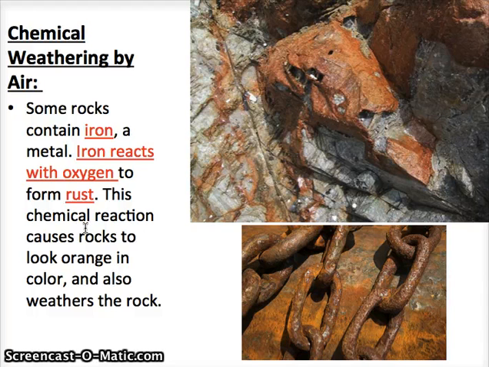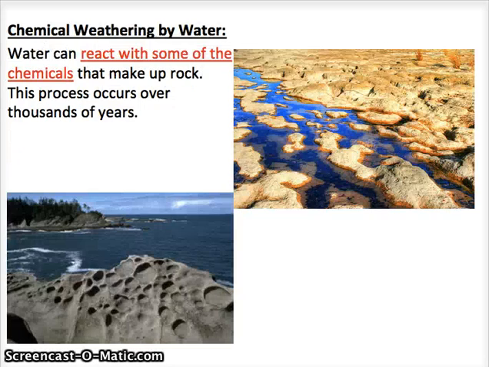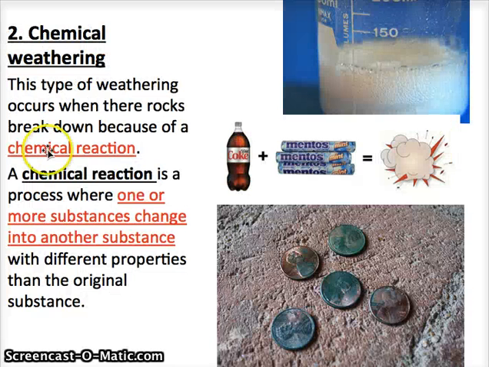The main difference between chemical and mechanical weathering is that mechanical weathering, like here, involves a force. It involves a physical force that's going to grind away at the rocks. Whereas chemical weathering, like this, involves a chemical reaction. It doesn't really need an outside force scraping or pushing a rock. It just needs two substances reacting chemically.